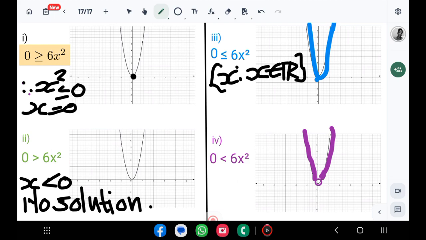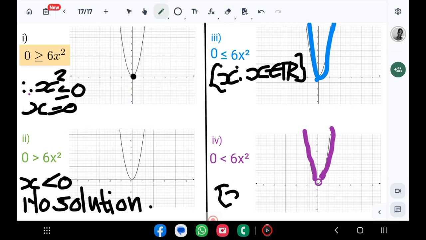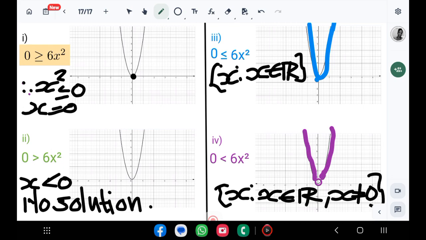So x maps x such that x is an element of real numbers, but x is not equal to 0. That is the only restriction we have here. And that is how you solve all the special cases of quadratic inequalities in a question paper or an exam.